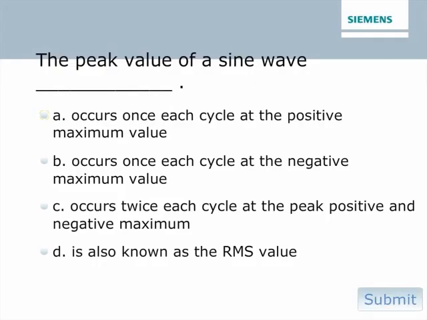Question 18. The peak value of a sine wave, blank. A, occurs once each cycle at the positive maximum value. B, occurs once each cycle at the negative maximum value. C, occurs twice each cycle at the peak positive and negative maximum. Or D, is also known as the RMS value.